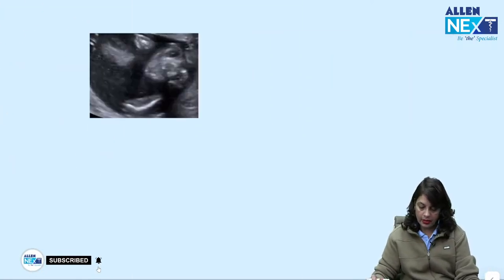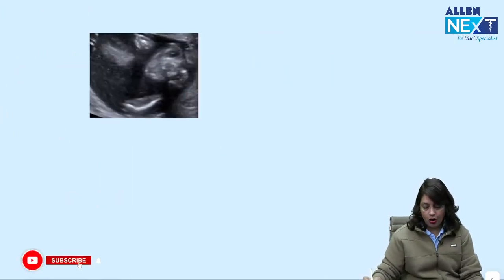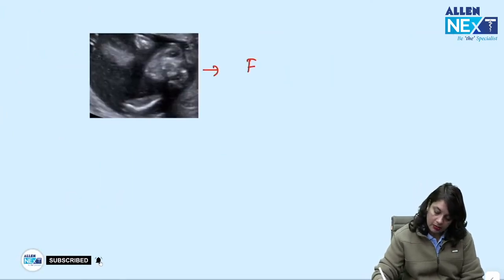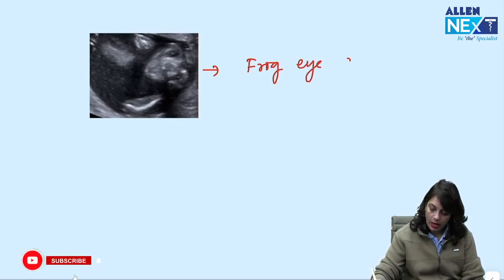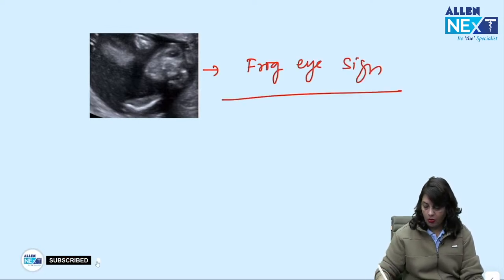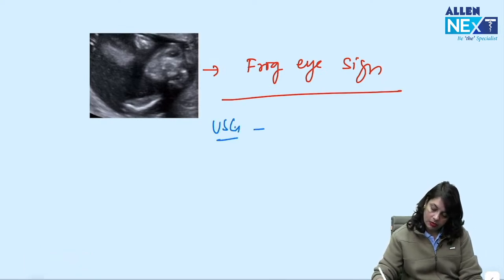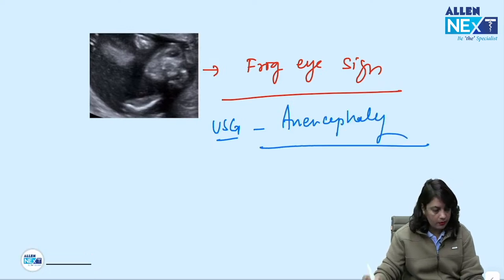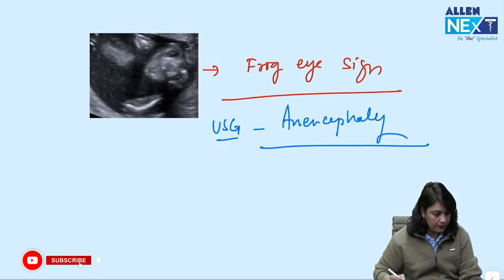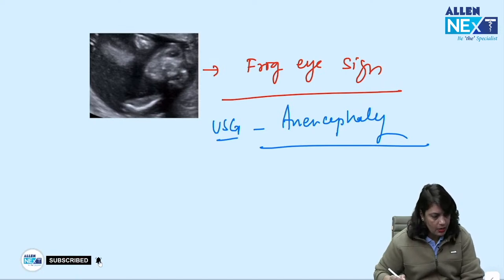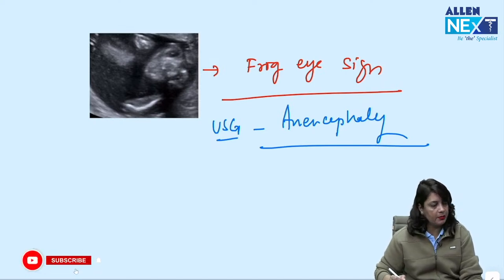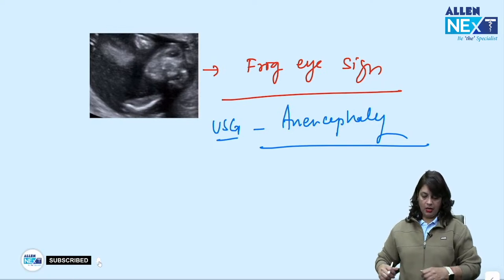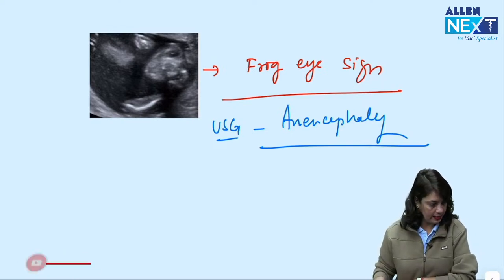Okay. Next, what is this image of ultrasound showing? This is a frog eye sign on ultrasound, that is anencephaly. Yes, rocker bottom feet is for Edwards syndrome, and quadruple test is basically done between 16 to 18 weeks. That is second trimester screening.